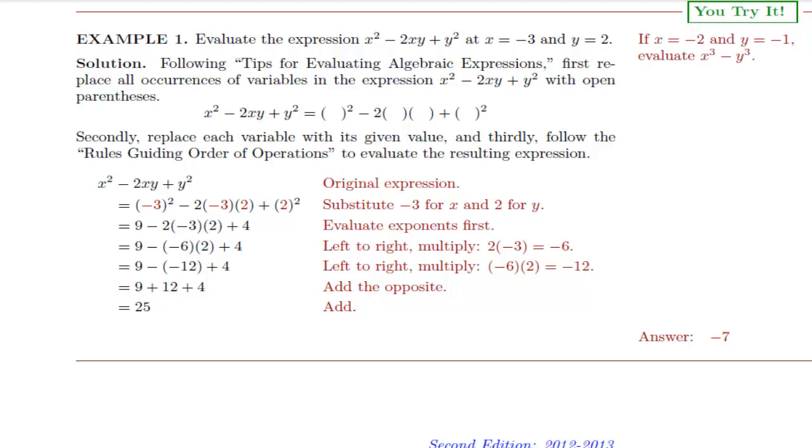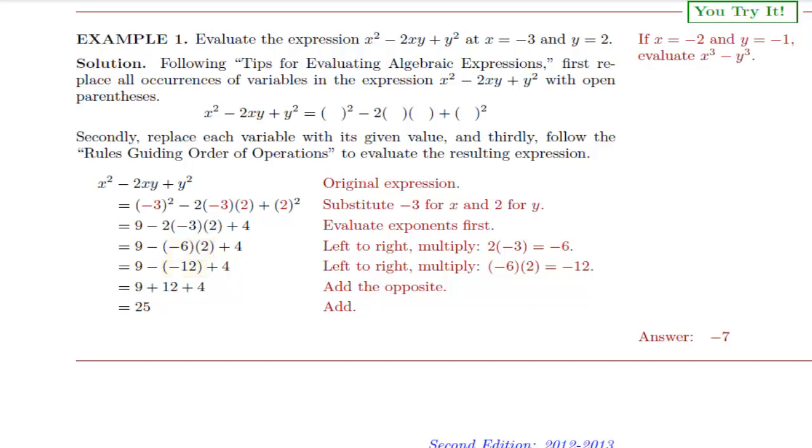So, when we substitute negative 3 for x and 2 for y, we get negative 3 squared minus 2 times negative 3 times 2 plus 2 squared. We'll evaluate the exponents first. Negative 3 squared would be negative 3 times negative 3, which is positive 9. And 2 squared would be 2 times 2, which is 4. Left to right, multiply. 2 times negative 3 is negative 6. And again, left to right, multiply. Negative 6 times 2 is negative 12.